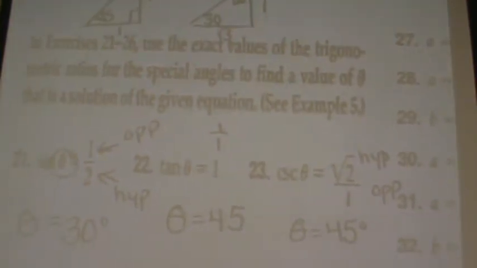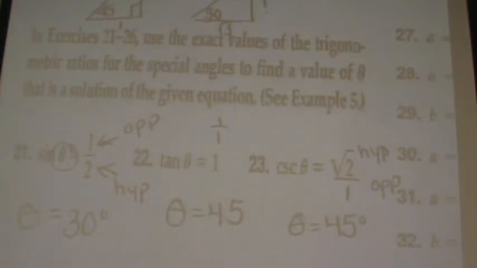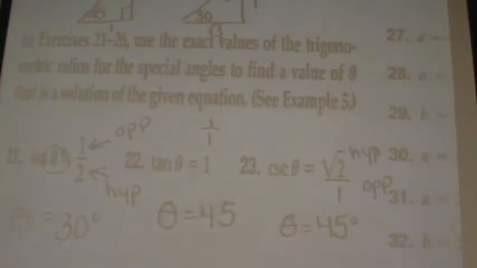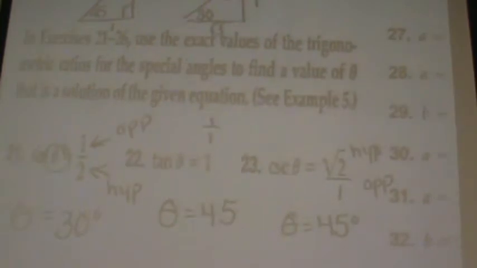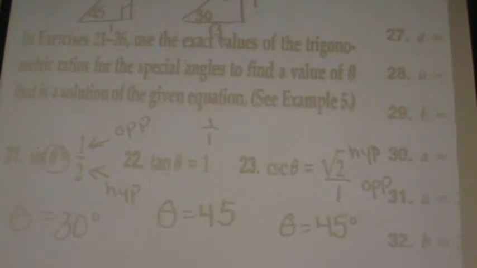And this one, it's a 2-to-1. And it's going to be hypotenuse over side adjacent. Hypotenuse over adjacent. That's secant, right? And that would be a 60. Yep, 60 degrees.